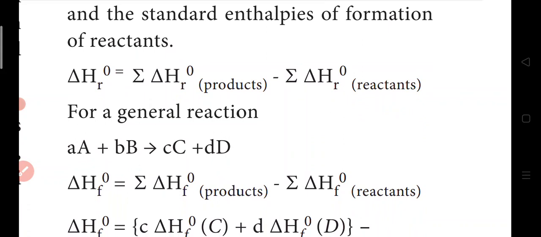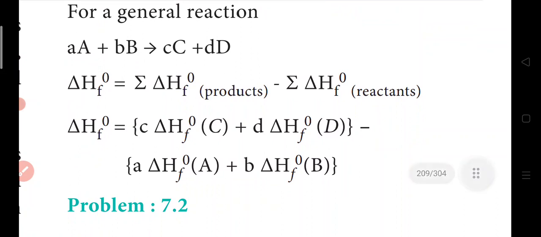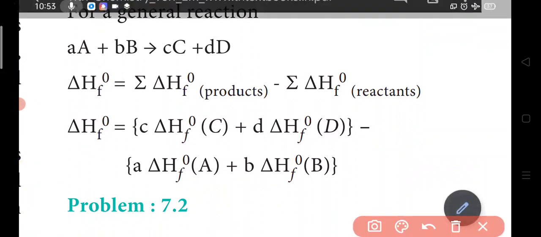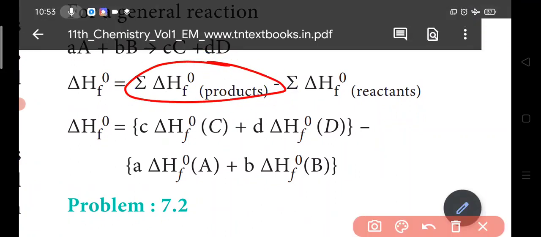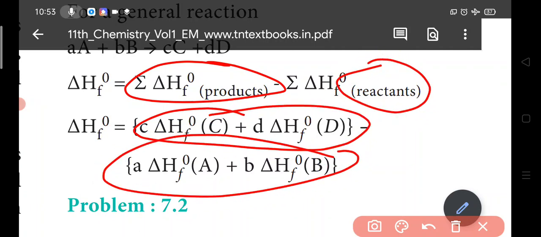For a general reaction, for example, A and B give C and D. A and B are reactants, C and D are products. If you can see here, you just have to simplify the values of products. C and D are our products, and A and B are our reactants. So altogether it must be given in curly braces, and in between the products and reactants a minus sign should be given, in brackets. Okay.